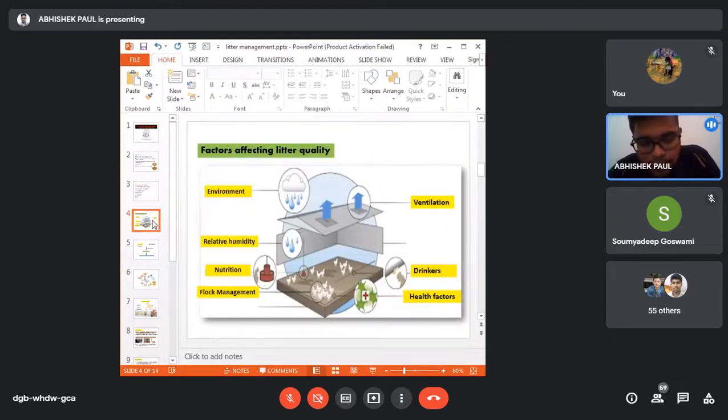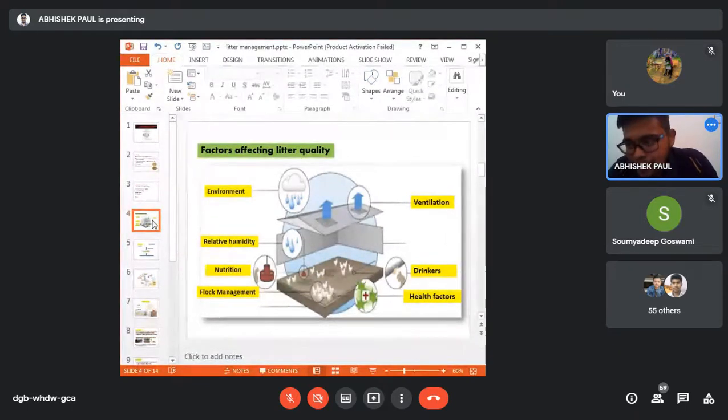So I'm going a little bit back. These are the factors which lead to the high moisture content of the poultry litter material. First one is environment, second one is ventilation and relative humidity, then drinkers, then nutrition, meaning whatever feed you are providing to the animal. Flock management means if you are keeping more birds in a certain space, then definitely the litter material will get moist very easily, isn't it? And the last one is the health factor.